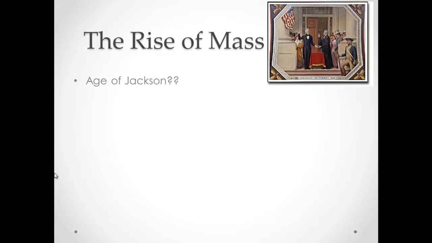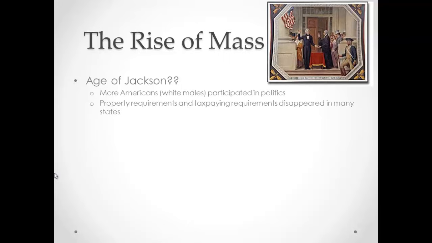And one thing we need to understand is what exactly does the age of Jackson mean? Well, it's often described as a time when more Americans, and at this time it's simply white males, are participating in politics. They're voting more. And this is in part due to property requirements and tax-paying requirements in order to vote disappearing in many states. So you see an increase in white male suffrage during this time. And keep in mind that voting did not extend to women or African Americans. So this is mostly just white males.